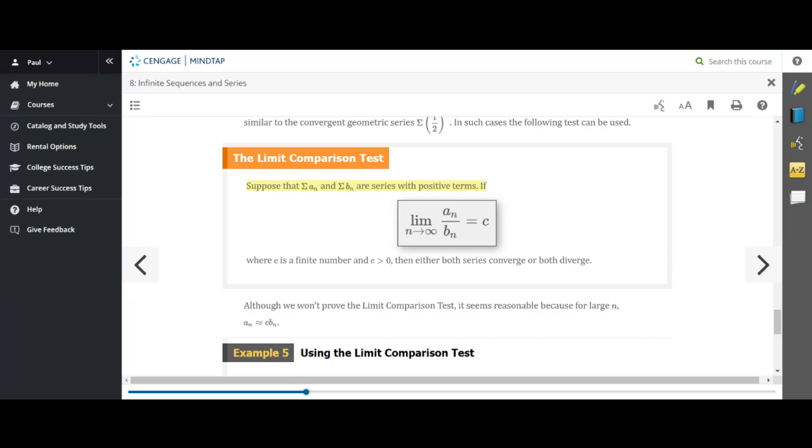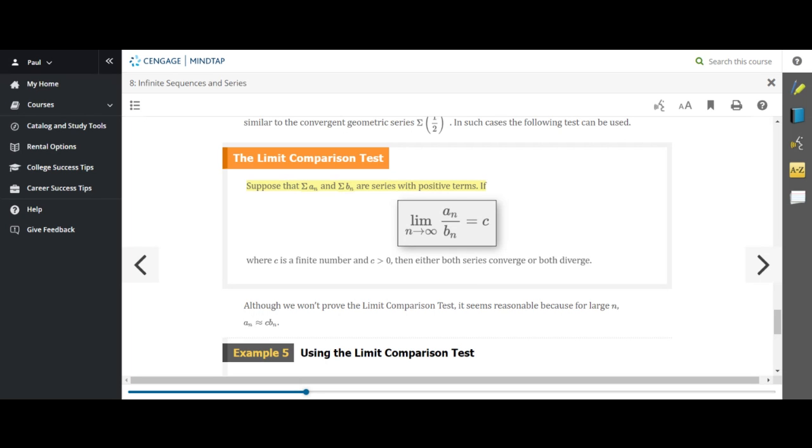So for instance, if the limit of an over bn were equal to 1, you'd be saying that the terms of the one series are basically the same as the terms of the other series if you move out far enough in the series. So that means the behavior of one series, whether it converges or diverges, would be the same as the behavior of the other series. Convergence of one series means convergence of the other series. Divergence of one series means divergence of the other series. Because the terms are proportional to each other as you move out in the series, the one series effectively acts like the other series.